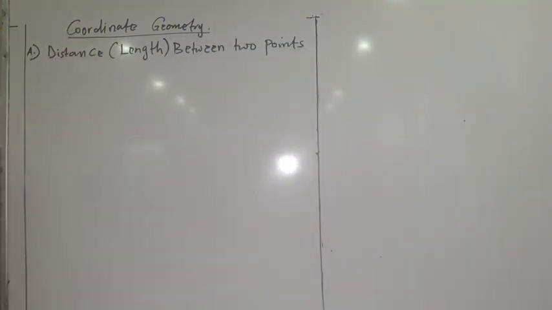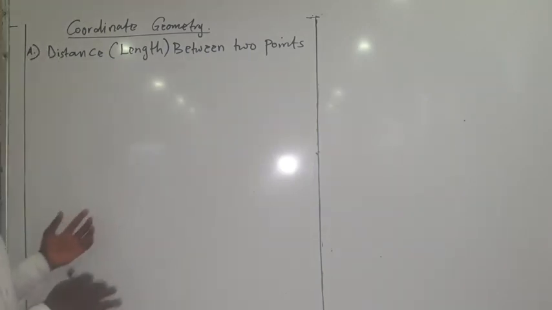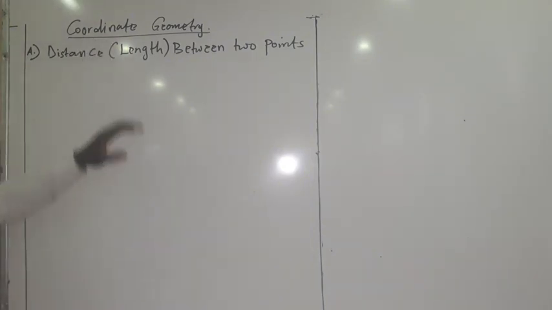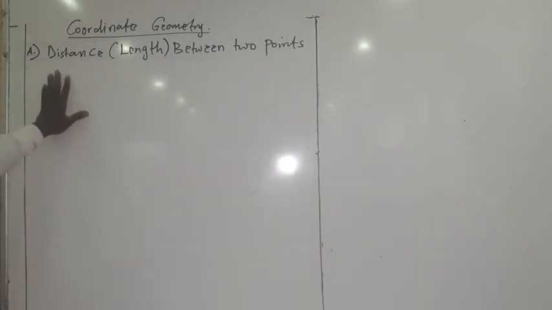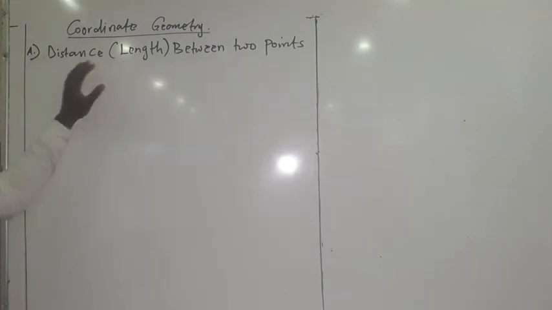But to start with, we are going to be looking at the definition or the meaning of coordinate geometry. Coordinate geometry simply means the study of the line. As we know, circle geometry is the study of what? Circle. So coordinate geometry is the study of lines. And under this, we are going to be looking at the distance between 2 points, or the length. Length and the distance between 2 points are the same.